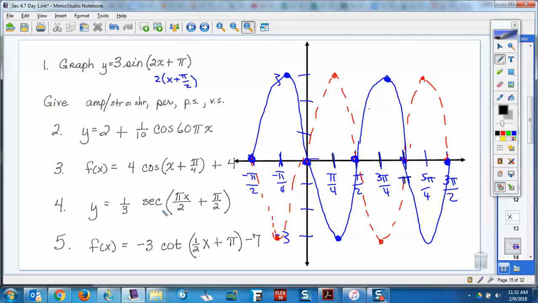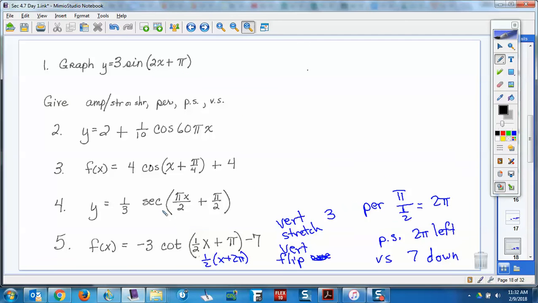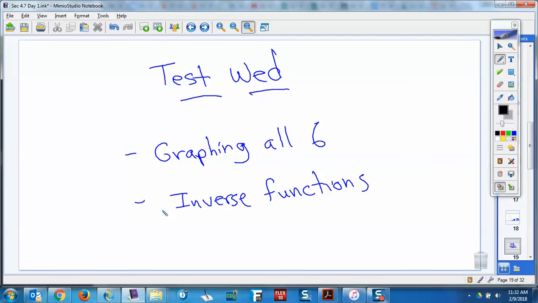Okay, all right. Let's do this. We talked about the test on Wednesday, graphing all 6 of them. The one we just did wasn't hard because it was a secant, right? What was hard about it? The shifts and the period. That could have been just as hard on a tangent or a sine. It was the shifts and that 6 in there, which made the period weird. That's what made that one hard.